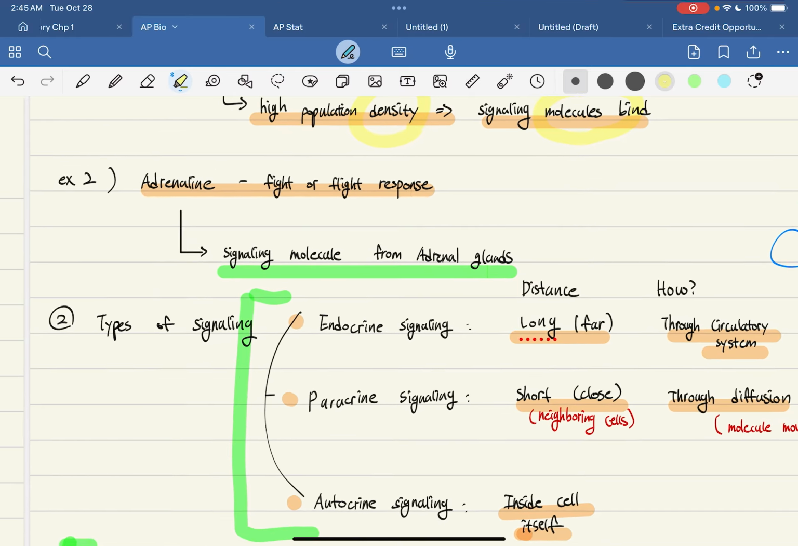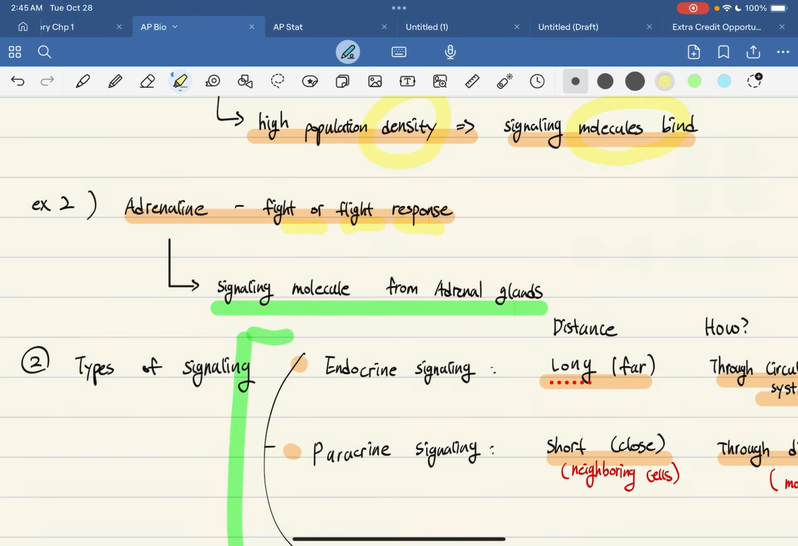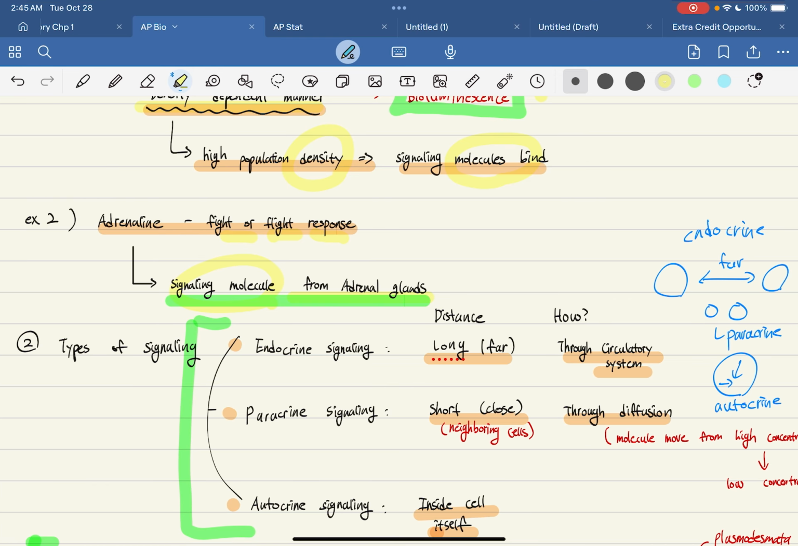The second example would be adrenaline. Adrenaline comes from the fight or flight response, where signaling molecules from the adrenal glands are released and bind to a specific receptor, which makes our body produce adrenaline.